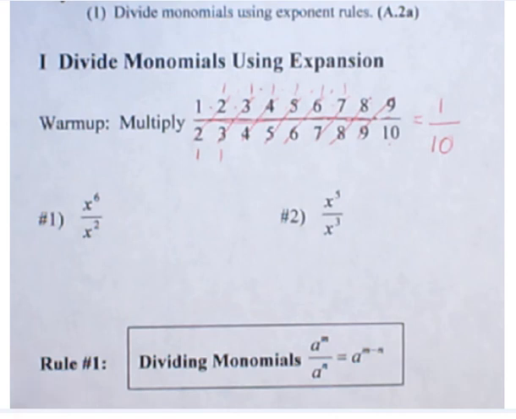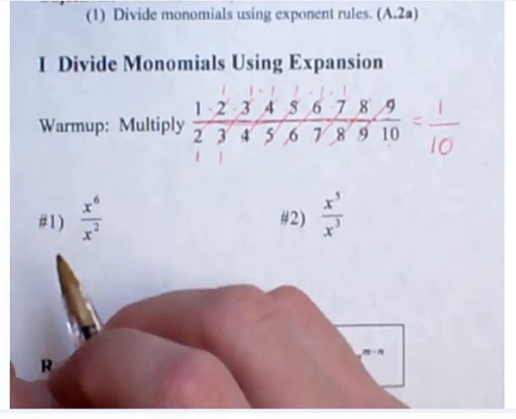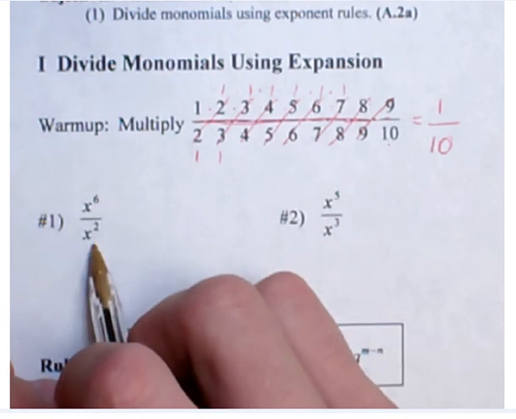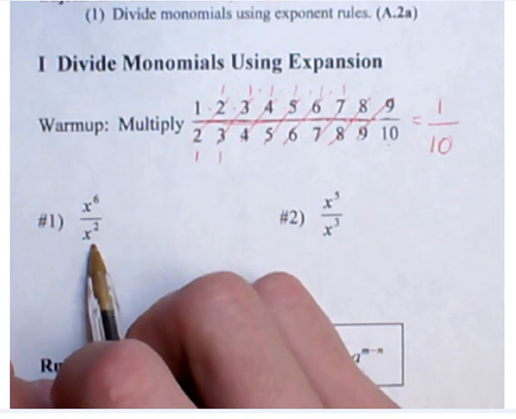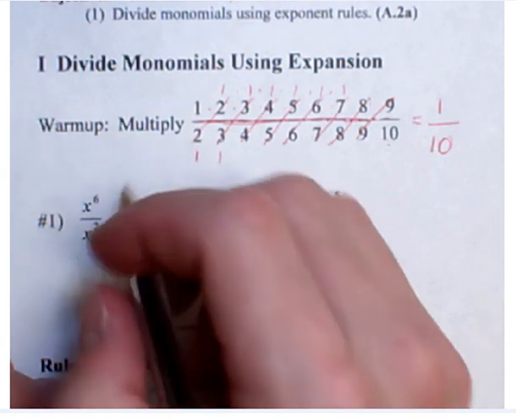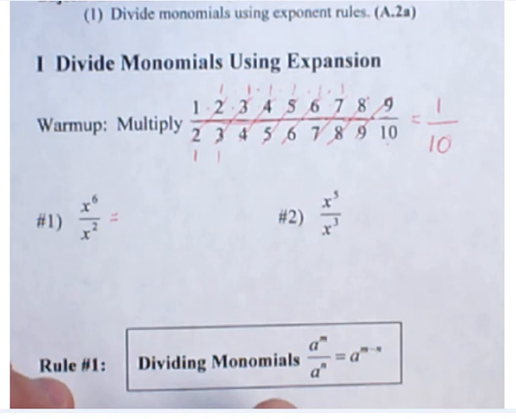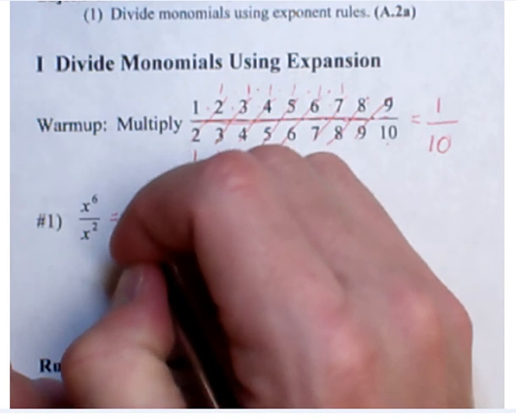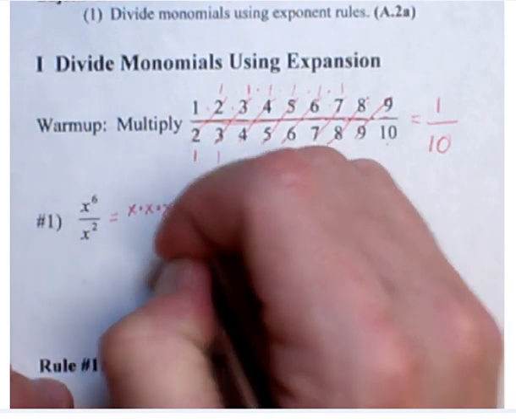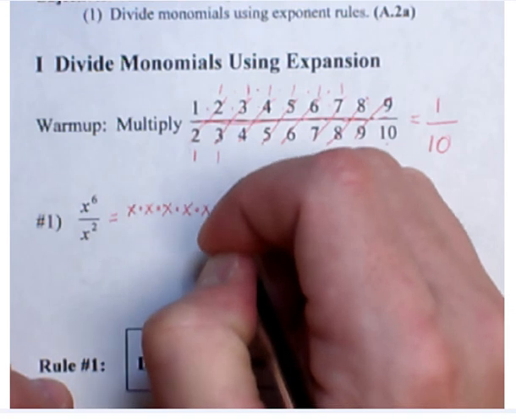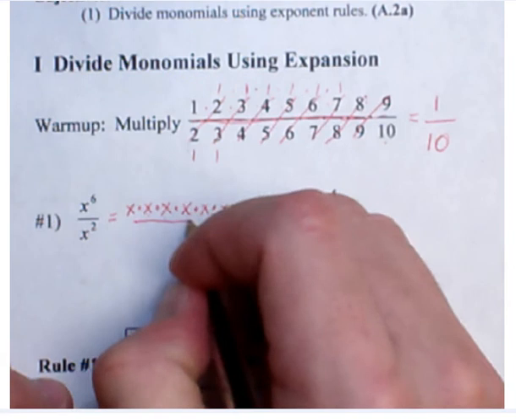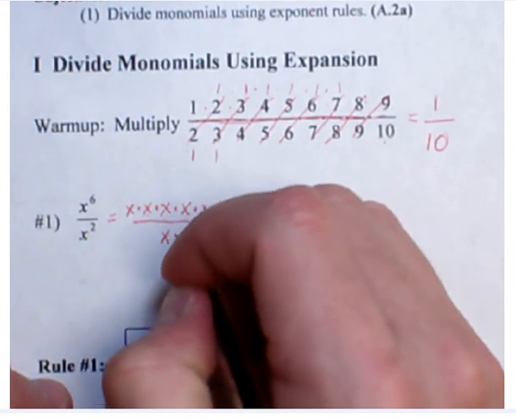So if you look at example 1, now let's talk about variables. You have x to the 6th divided by x raised to the 2nd power, or x squared. Let's expand this, just like we did when we started multiplying monomials. X to the 6th is x times x times x, 6 times we multiply it: 1, 2, 3, 4, 5, 6. Over x squared, which is x times x.